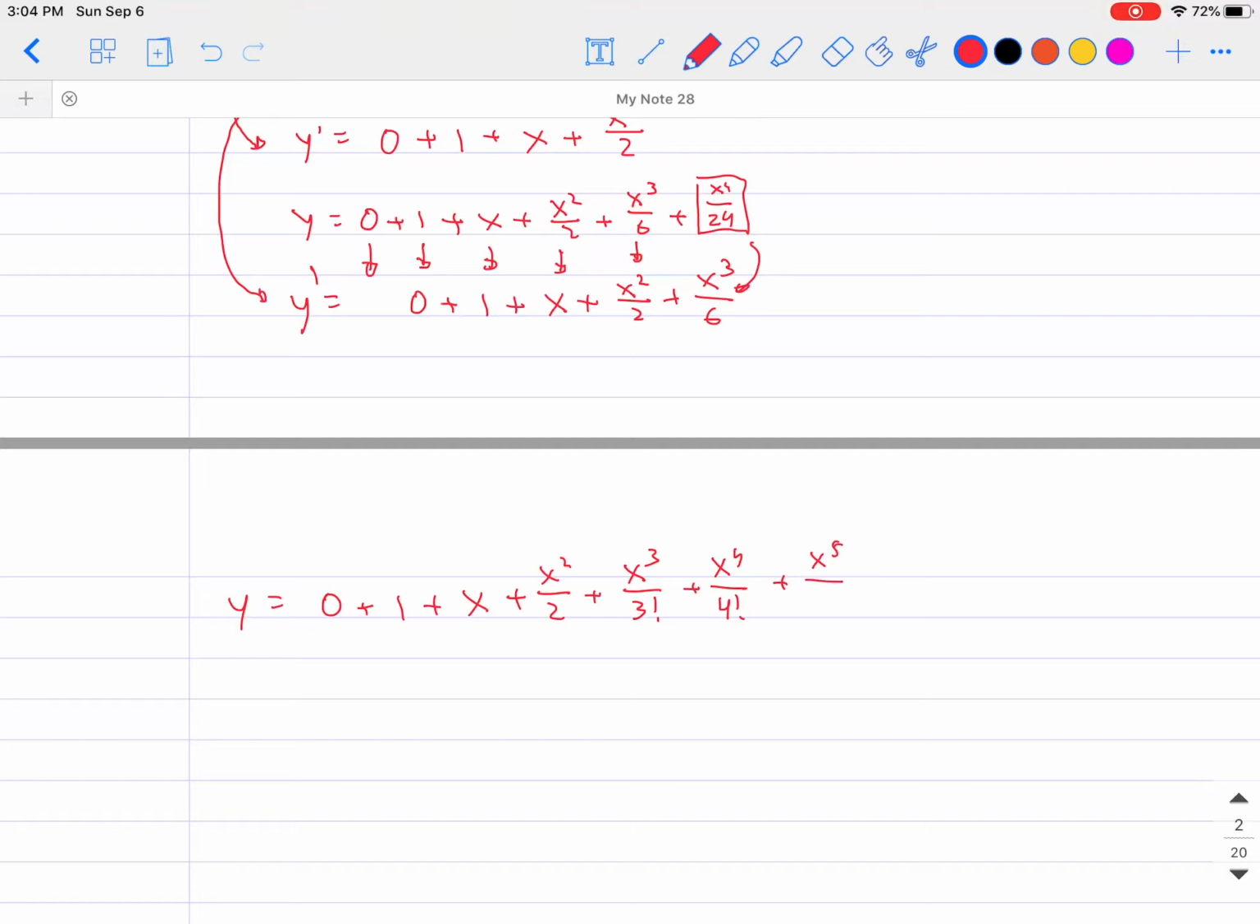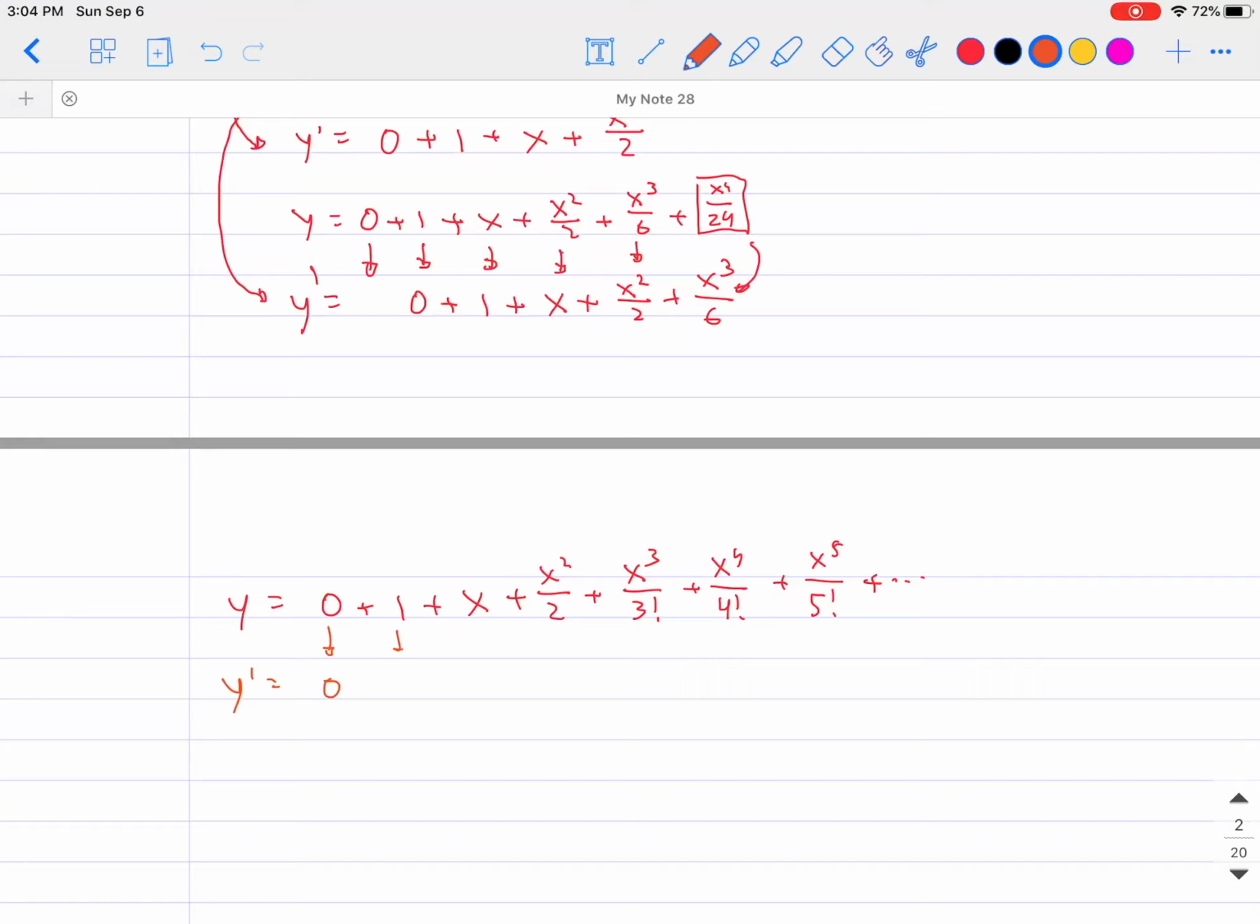Is going to be x to the fourth divided by 4 factorial, x to the fifth divided by 5 factorial, and so on and so on. If this right here is our polynomial, and this goes on forever, meaning it does not end, then that would potentially work. Because, let's check it just to make sure it does.